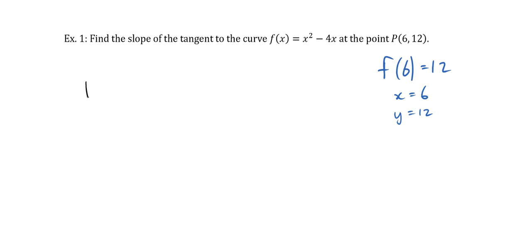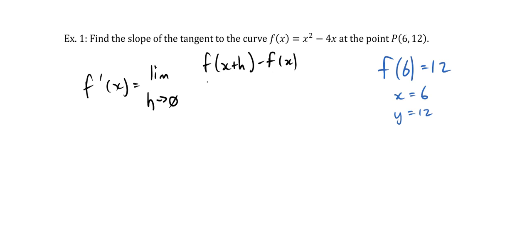So what are we going to do? We're going to do f prime at x equals the limit as h approaches 0. And this is just our function. And because I used x over here, I'm going to use x in my formula: x plus h minus f at x, all over h. Is everybody okay so far?